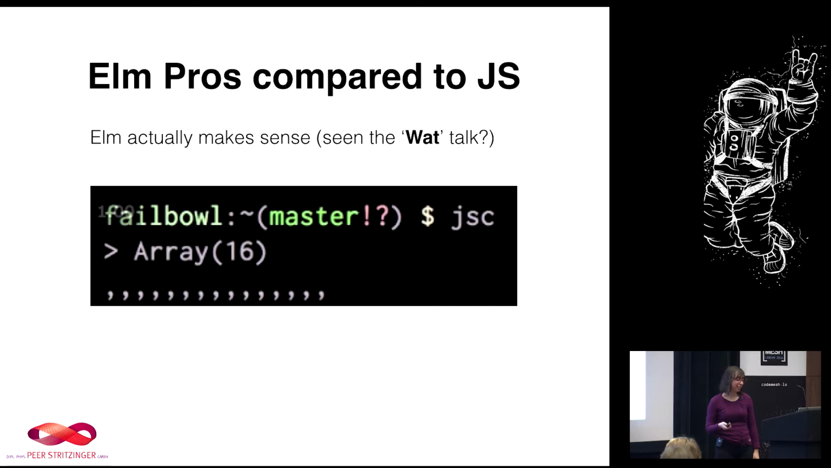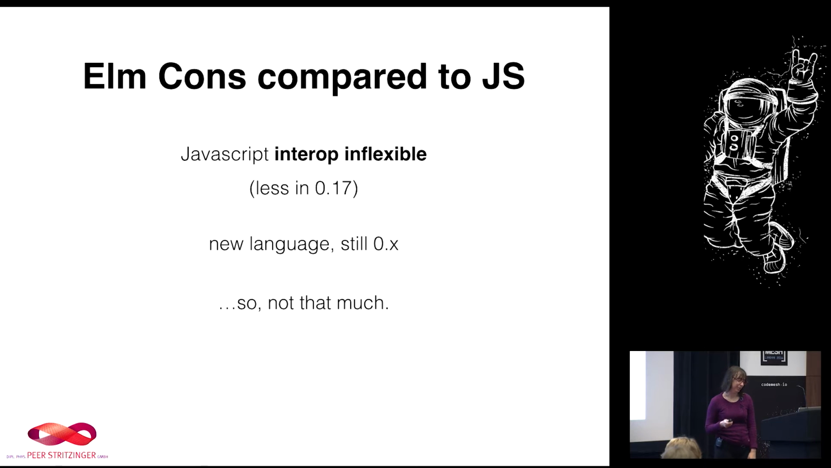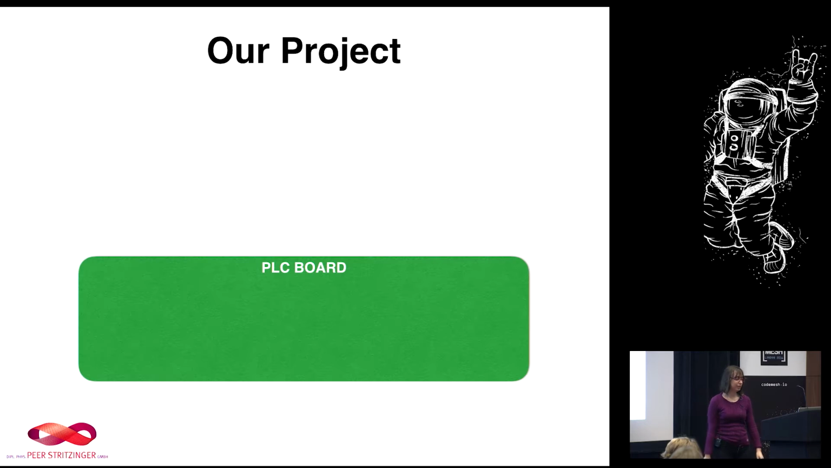So Elm actually makes sense. It doesn't do that. So there are also cons compared to JavaScript. The JavaScript interoperability is a bit inflexible. It's a bit more flexible in 0.17, but it's done that way. I mean, it's a conscious choice, so it's going to likely stay that way. And it's also a new language, which is 0.x, so there are going to be changes, and they might be big. But all in all, it's not that much. So that was an easy choice.